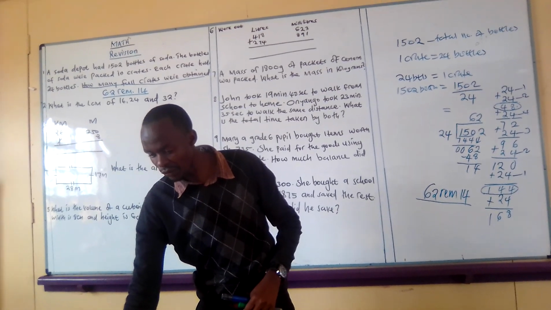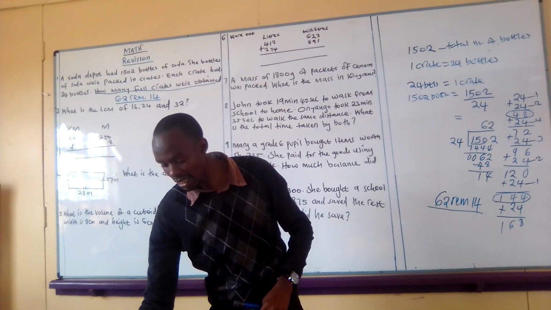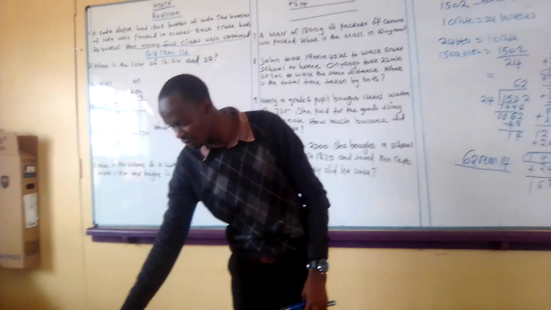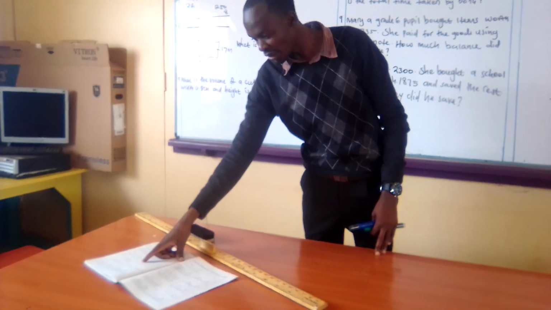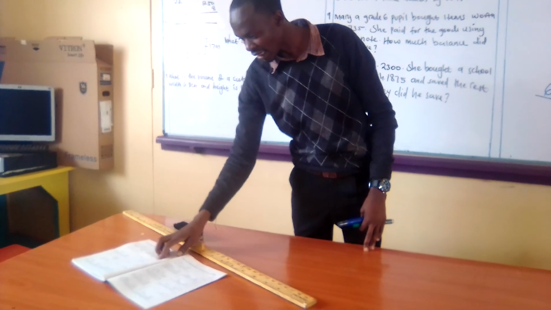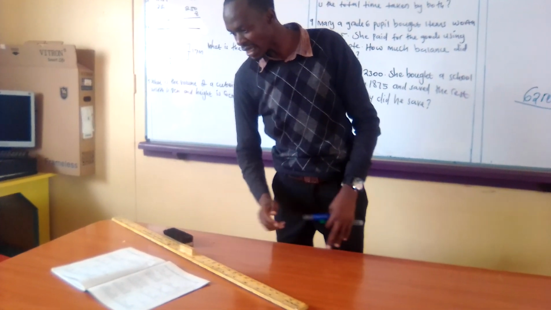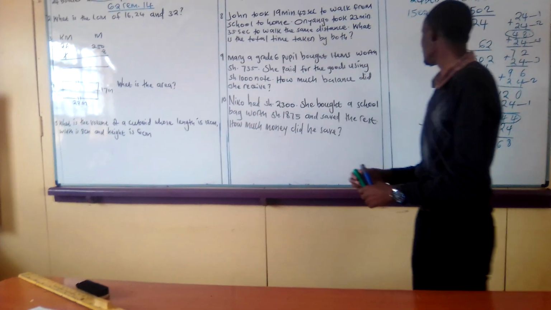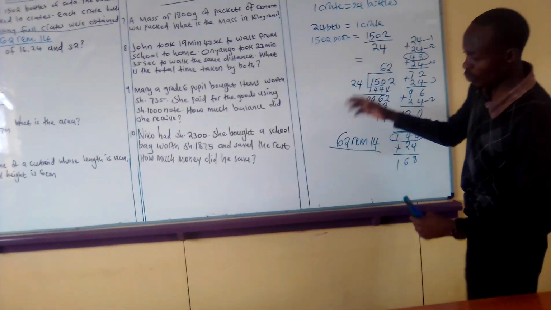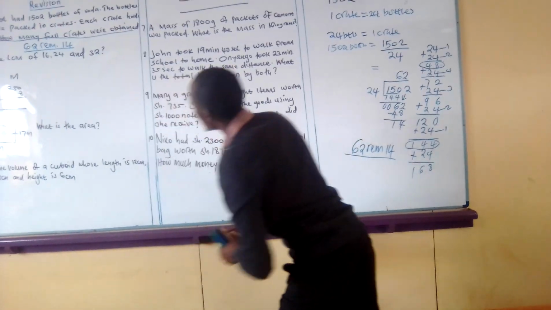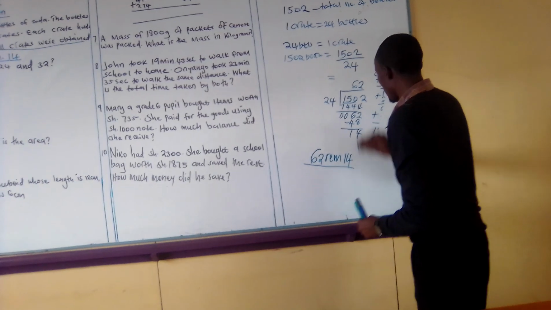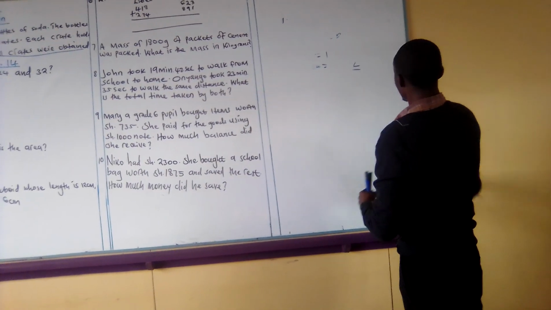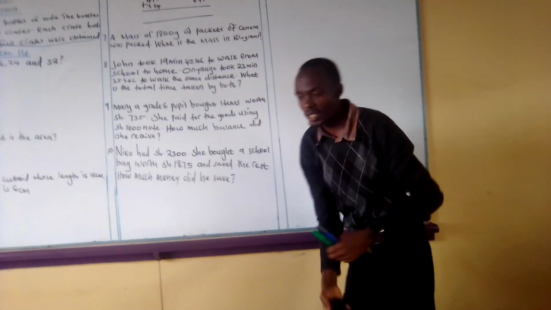16, 24, and 32. That is what they want us to find: the LCM of 16, 24, and 32. Now, what we are supposed to do here is to start working it out. As you understand, we have several ways of working out the LCM.